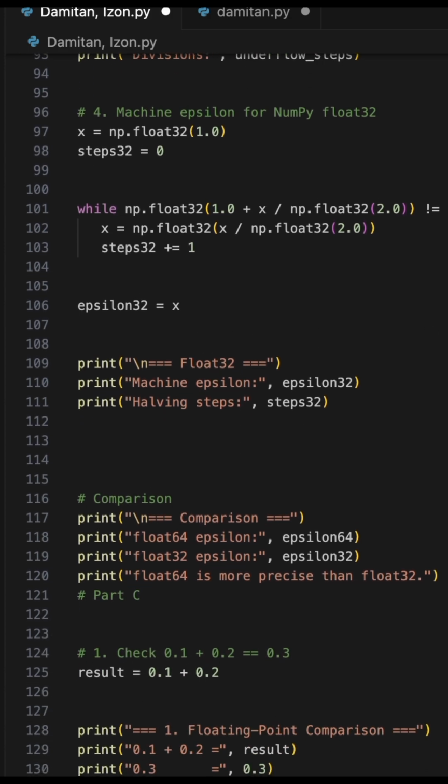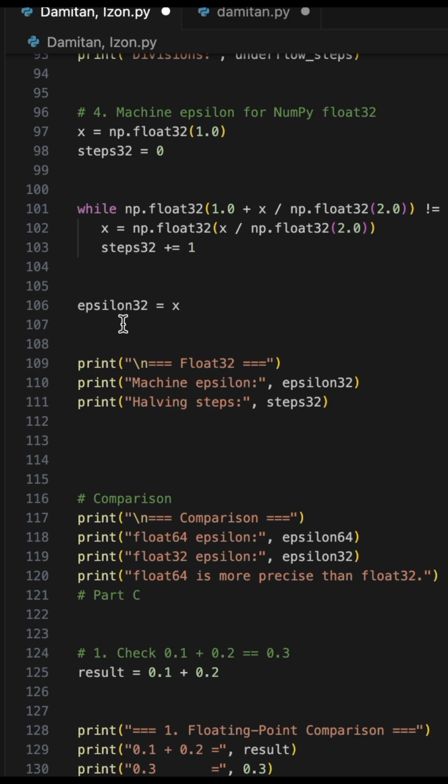And next we have the float 32 machine epsilon. We calculate machine epsilon for a 32-bit floating point number. So the np.float32 function tells numpy that we want to use a 32-bit floating point value. We perform a similar halving process as before. The machine epsilon for float 32 is approximately 1.19 times 10 to the negative 7.